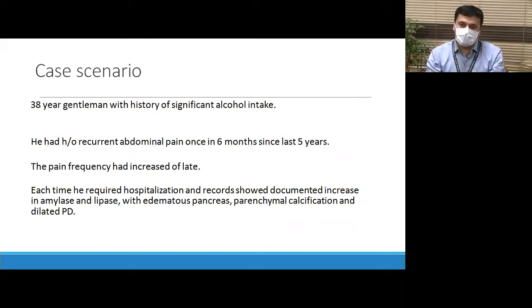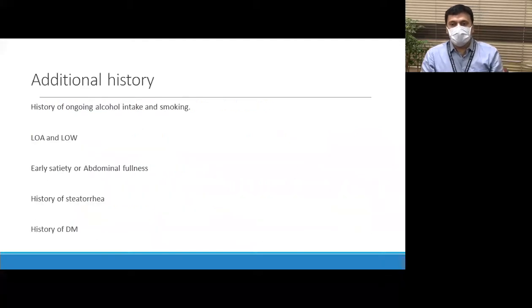Looking at this clinical scenario, there is no doubt that this is a patient who presented with chronic pancreatitis and who has an acute attack. So this is like an acute on chronic pancreatitis. So what additional information will you ask this patient coming to the emergency department?